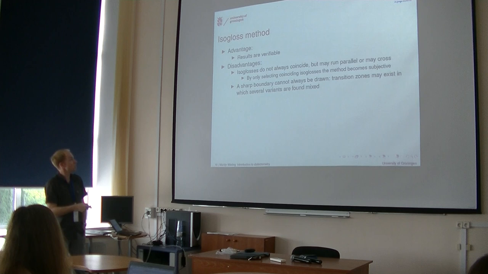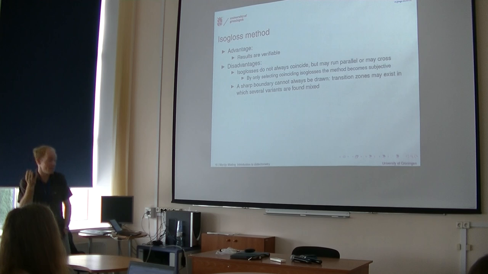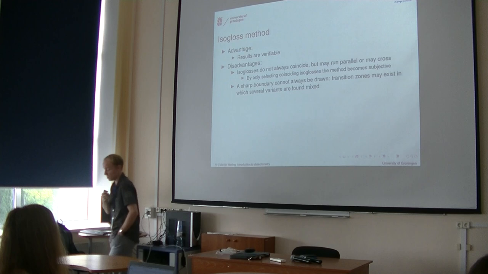Also, sharp boundaries cannot always be drawn with these isoglosses. You can see transition zones, and it's also something we might want to detect. It might not always be the case that you want to identify clear-cut dialect borders. So in that sense, it's not really a disadvantage. But we will see a method which also allows for that.